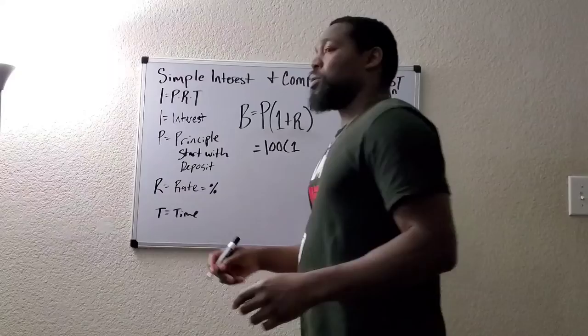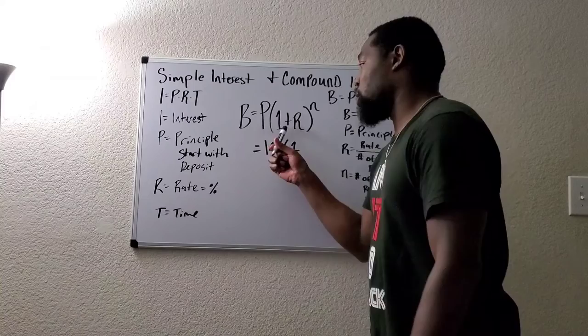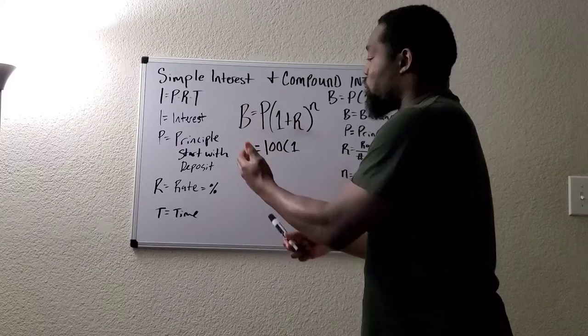Oh, and I skipped something. I do want y'all to notice that this is a 1 right here. And every time we're doing a compound interest formula, it's always going to be 1. I think I should say it again. That number right there in this formula, B equals P, open parentheses, that is always going to be 1. So please keep that in mind.